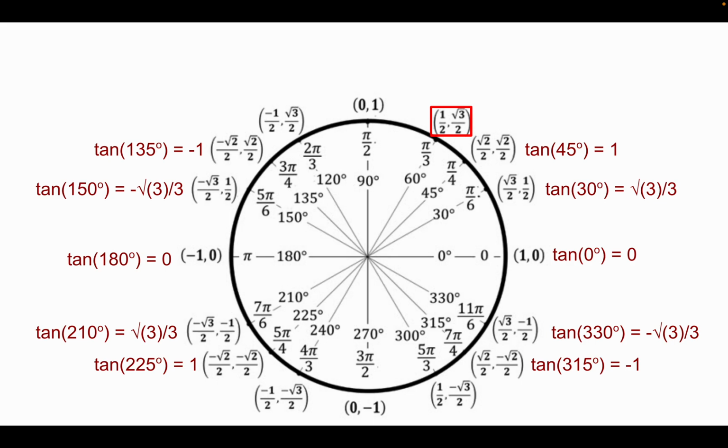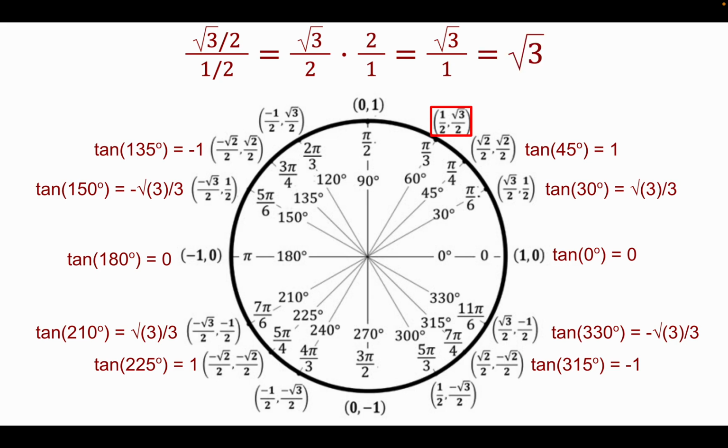And so here we have 1/2 for x and square root of 3 over 2 for y. So we're going to take this as the square root of 3 over 2 divided by 1/2. So that's the same thing as the square root of 3 over 2 times 2 over 1. The 2's will cancel out. We'll be left with the square root of 3 divided by 1, which is just the square root of 3. So the tangent of 60 degrees will end up being square root of 3.